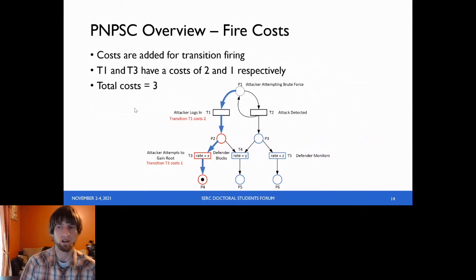There are two types of costs in a PMPSC net. The first cost we're going to describe is the fire cost. In the example below, T1 is fired and then T3 is fired. If T1 and T3 have a cost of 2 and 1 respectively, the total cost of these actions would be 3. Now the total cost doesn't necessarily have to be a summation, but I'm just using a summation for this example.